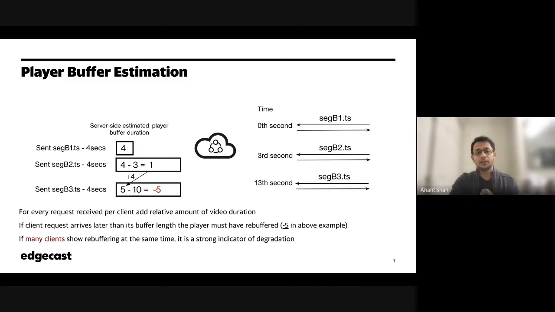We count these events as rebuffering events. And it's possible that for 1 or 2 clients, calculations like this might not be very accurate. But when we try to estimate video rebuffering in this way for thousands of sessions, if many clients show rebuffering at the same time, then that's a strong indicator that something has gone wrong. Right? There is delay somewhere in the pipeline where a lot of clients are seeing video stalls at the same time.